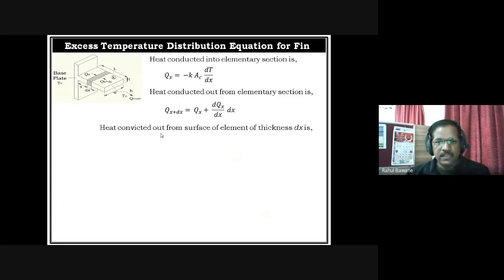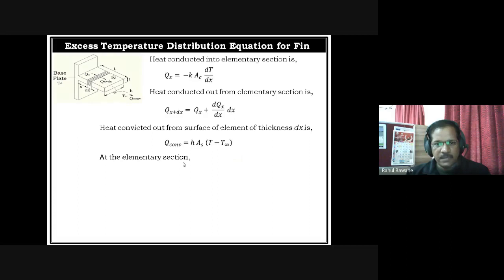Now heat convected out from the surface of the element of thickness dx, that means this shaded area. So heat convection is equal to h As (T minus T infinity). What is As? As is the surface area of this shaded area, and T is the temperature of this surface at this shaded area. T infinity is the surrounding temperature, and h is the convective coefficient of the surrounding fluid.